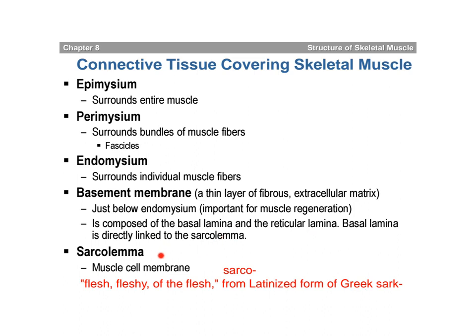And the sarcolemma is just a different way of saying plasmalemma. So normally a cell's membrane is called the plasmalemma. For a muscle, it's called the sarcolemma. The reason for this is because sarco, which means flesh, comes from the Latinized form of the Greek sark. So instead of plasmalemma, it's called sarcolemma.